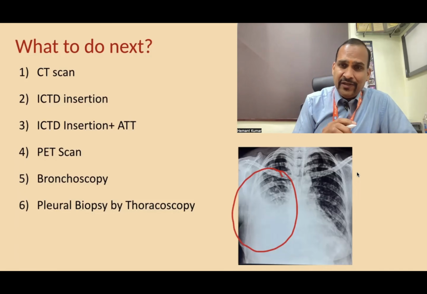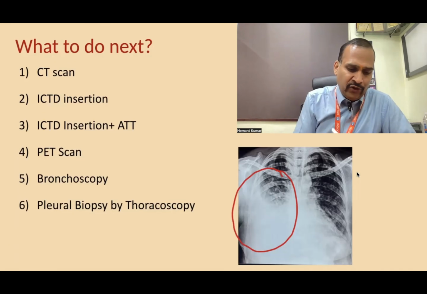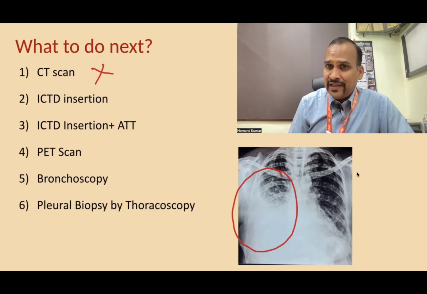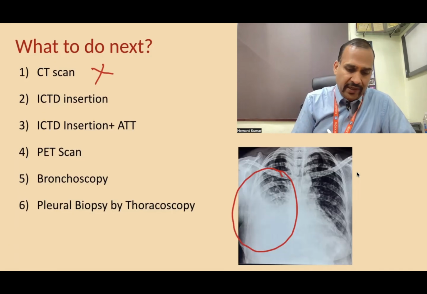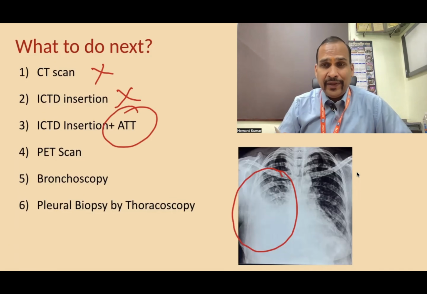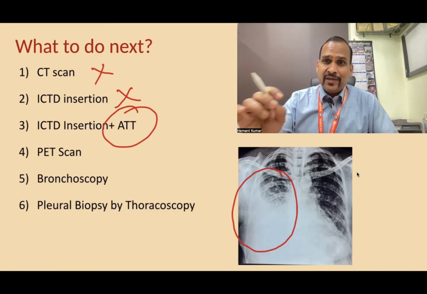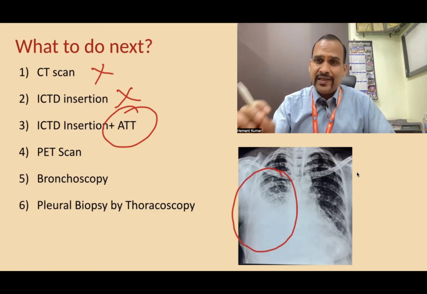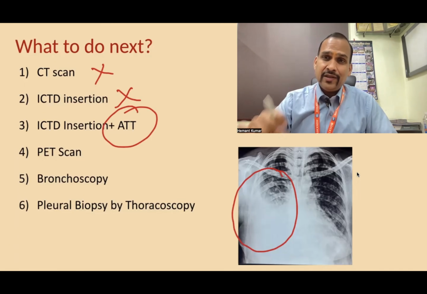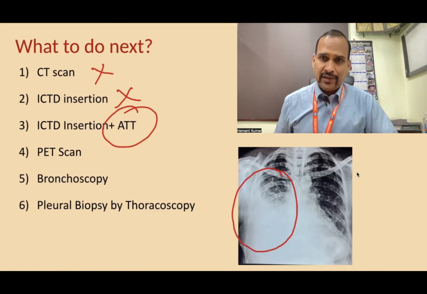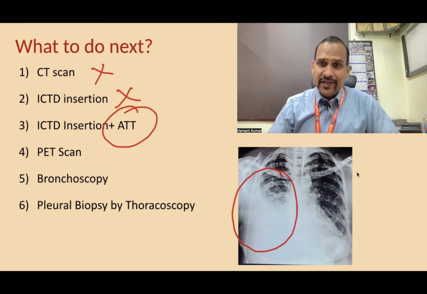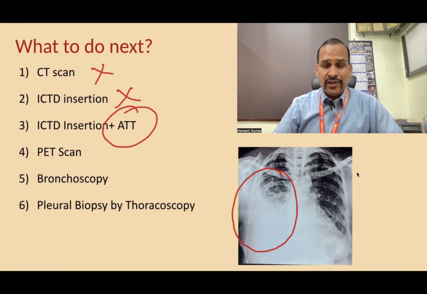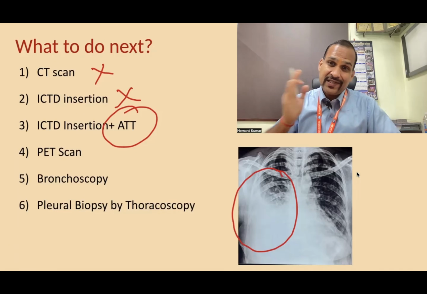So in this patient, we didn't do CT scan at this point of time. ICD insertion, no. At this point of time, we didn't do any ICD insertion. ATT, this is common practice in India. If somebody is coming with pleural effusion, any opacity in lung, people are giving anti-tuberculous therapy, which is a very wrong practice. So as a clinician, as a pulmonologist, you have to investigate this patient because our differential diagnosis is malignancy also.